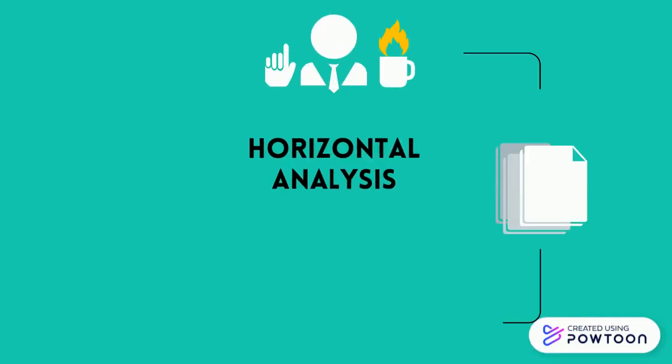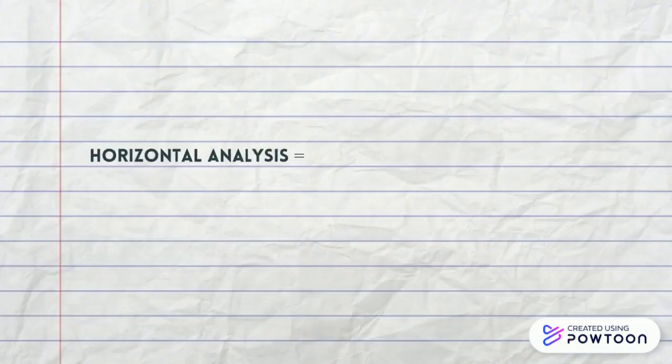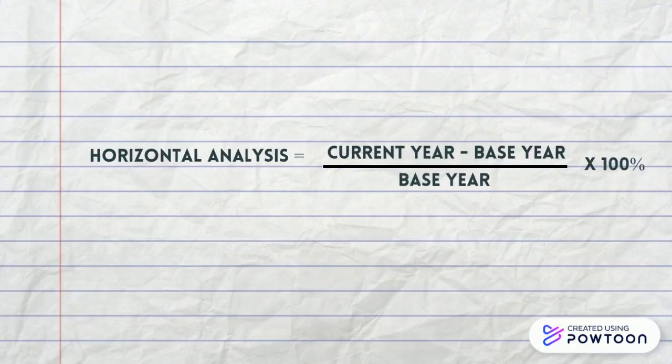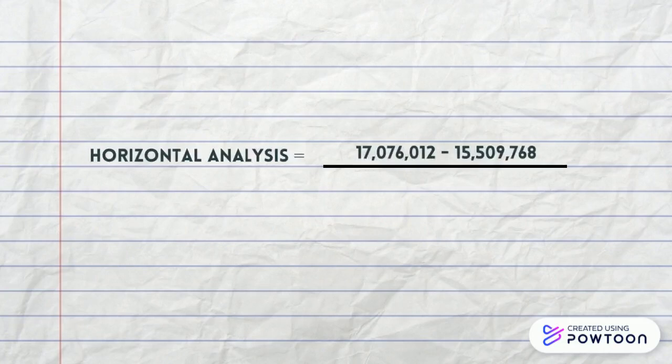The first way you can analyse accounts receivable is through horizontal analysis, which will show you the company's performance over a period of time. It is found by using the current year figure and minusing the base year figure, and dividing this total by the base year. Let's take Toyota for instance, who have receivables of 17 and 15 million. Once we substitute these numbers in, we find that they have increased their receivables by 10% from 2018 to 2019.